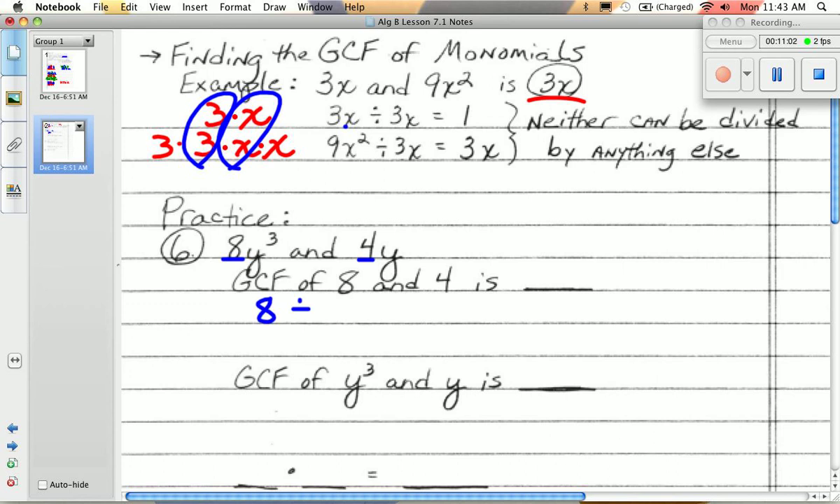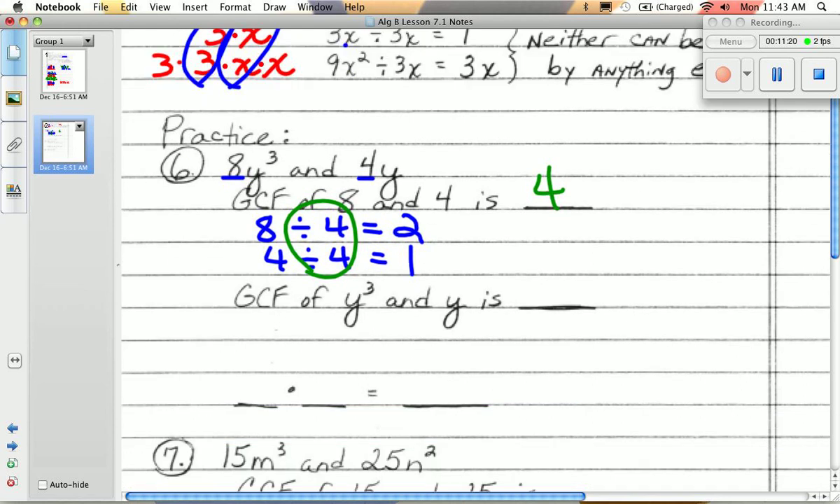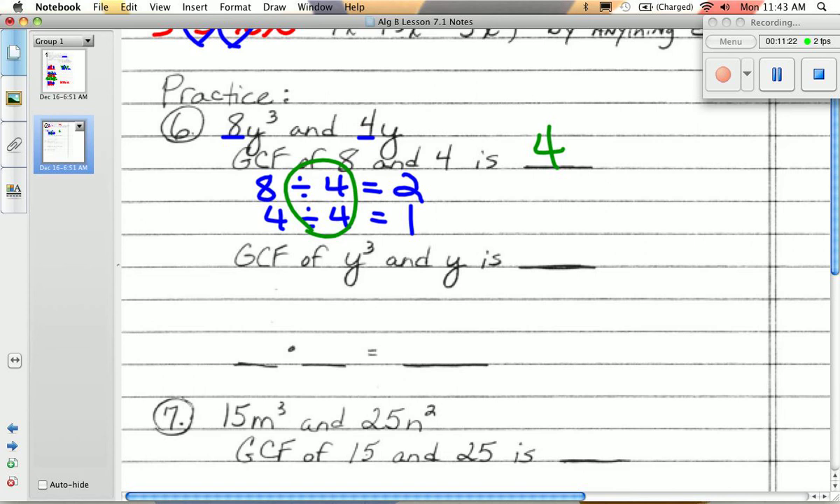4. Because 8 divided by 4 is 2, and 4 divided by 4 is 1. So feeling pretty confident that we can't do any more than that. The GCF of the 8 and the 4 is 4, just like we just did on the front. Well, now let's deal with the y cubed and the y. So what do you think we can do? What's the most number of y's you think we can divide out of each of those?